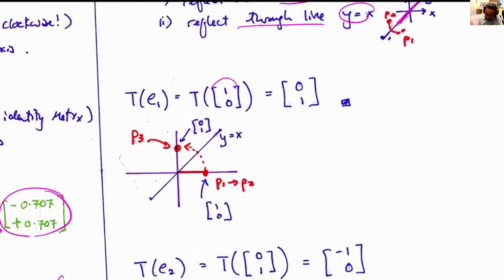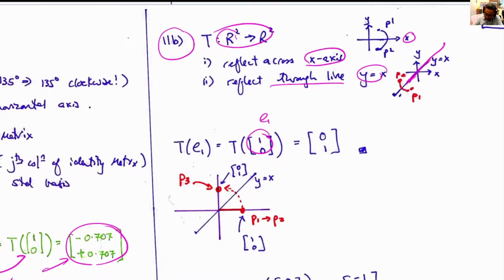Alright, let's start with E1. In the first E1, we are first asked to reflect across the x-axis. Because he's already sitting at the x-axis, he's 1, 0. When he's reflecting across the axis, he remains exactly 1, 0. He's then asked to reflect across the line y equals x. It basically brings it here. So P2 becomes P3. The length is still 1. So what happened is that the transformation of E1 becomes 0, 1, which is exactly E2.